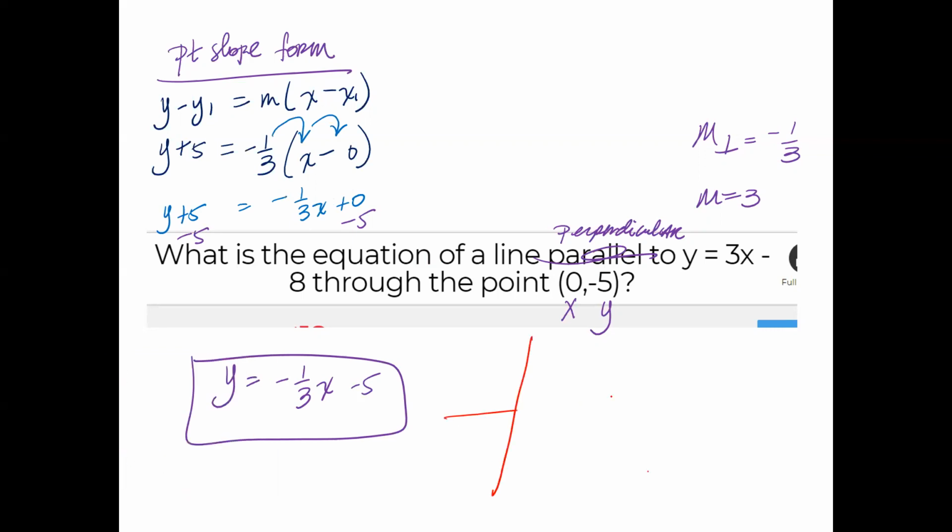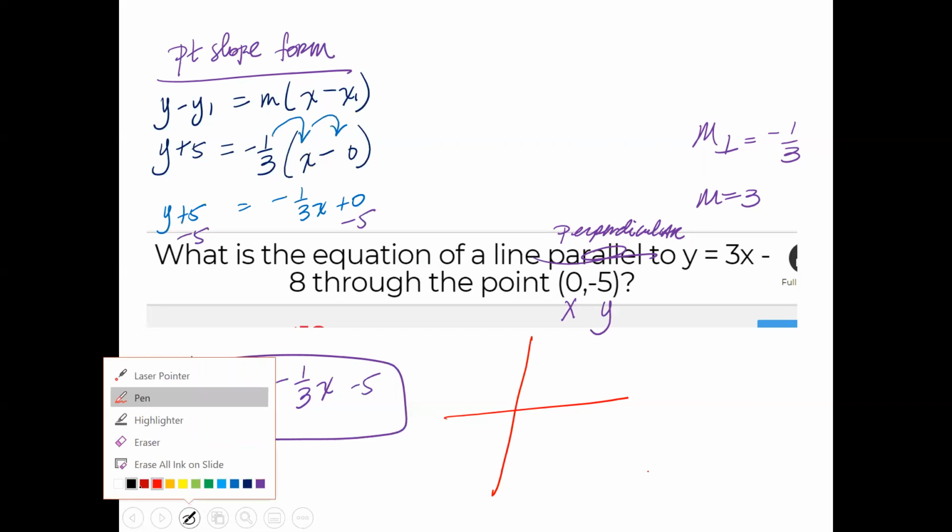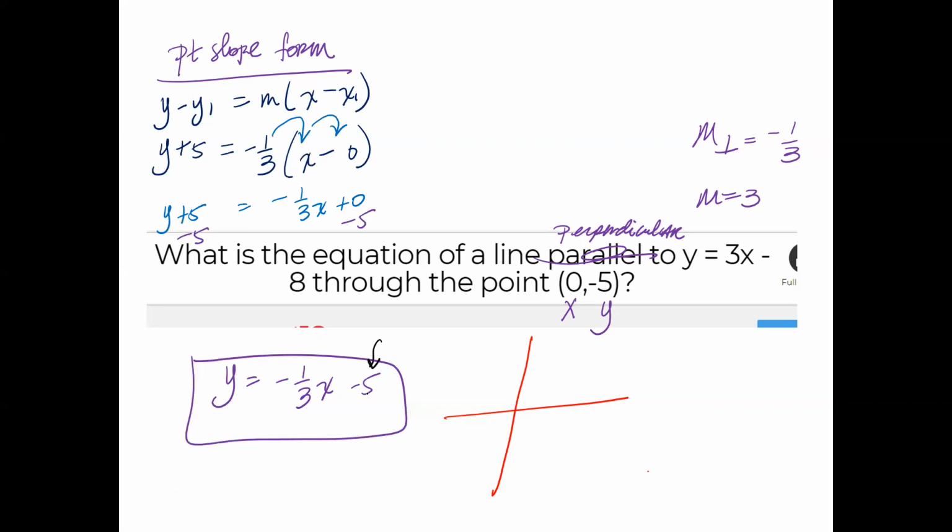So let's go ahead and graph this. You always start off with a y-intercept at -5. 1, 2, 3, 4, 5. Put my dot right there. My slope is a -1/3, which means I'm going to go down 1 over to the right 3. So go down 1, 1, 2, 3. I'm running a little bit out of space. I can go up 1 as well. Go up 1, 1, 2, 3. And this right here is my line.